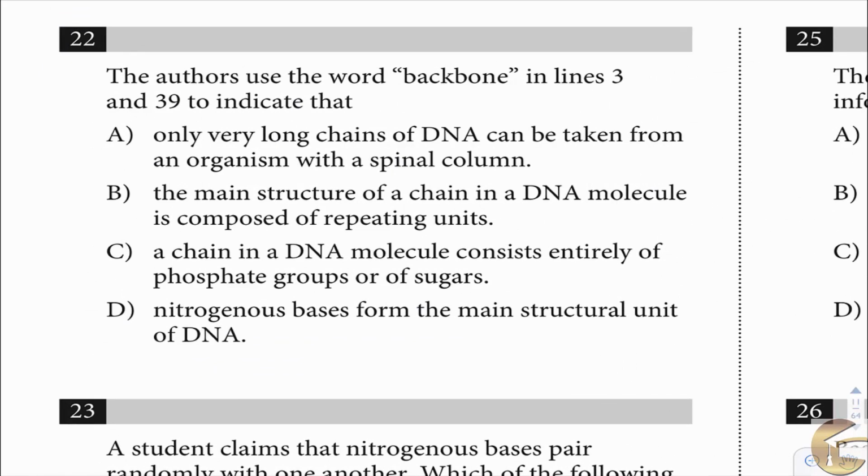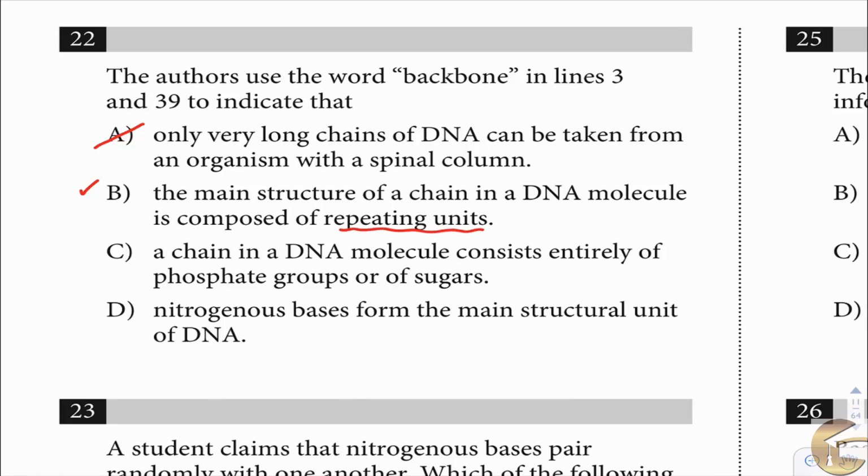best matches that. So A says the authors use these words to indicate that only very long chains of DNA can be taken from an organism. It's not really saying that. It's a regular pattern of those two items. B says the main structure of a chain in a DNA molecule is composed of repeating units. That looks good, so I'll keep that because we have the repeating units like a regular pattern.